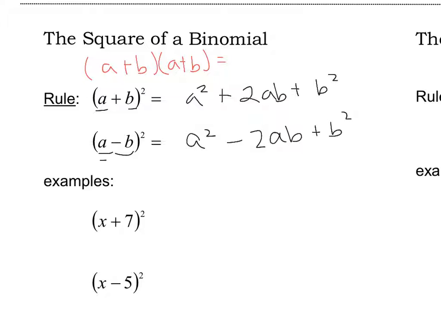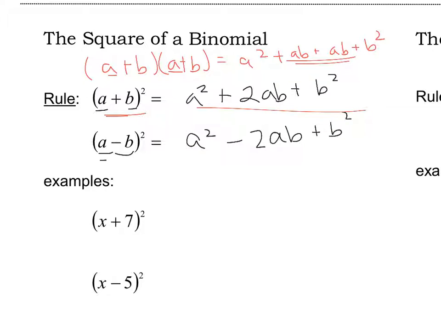So I'm going to do that. First times first is a squared, plus outside is ab, plus inside is ab, and plus last is b squared. So this actually simplifies to 2ab in the middle. If you can recognize the shortcut, it's faster. And it'll also help you when you're factoring too.